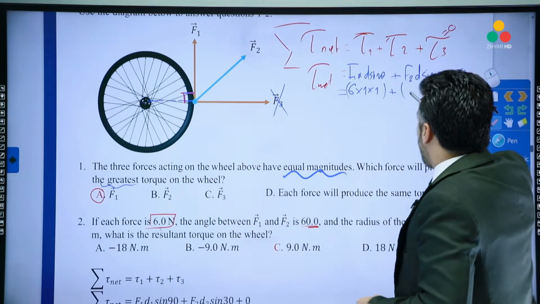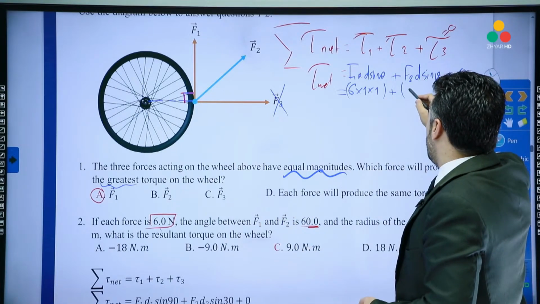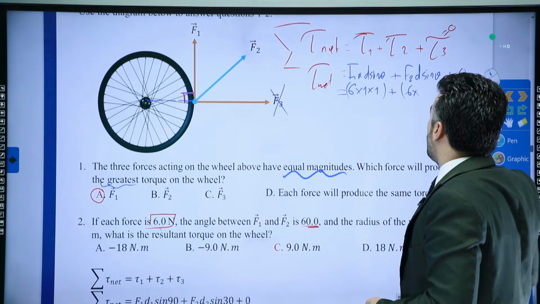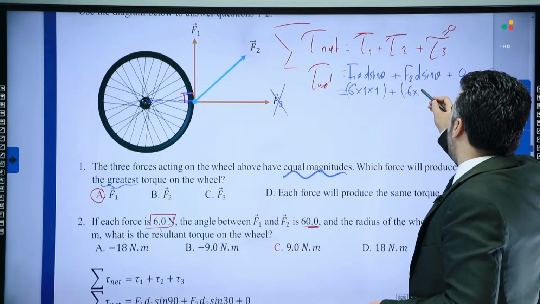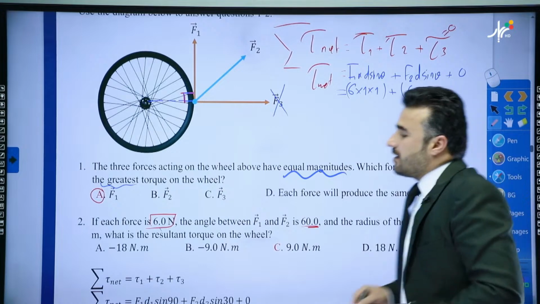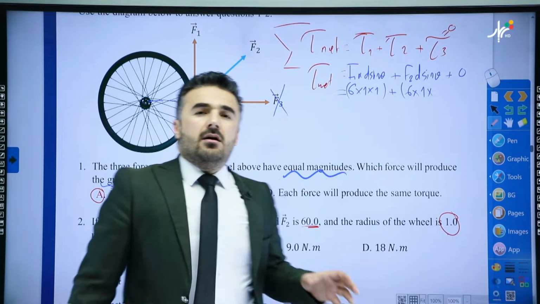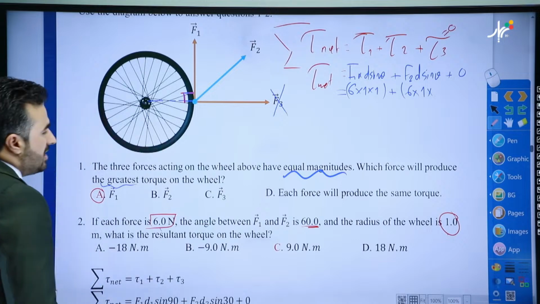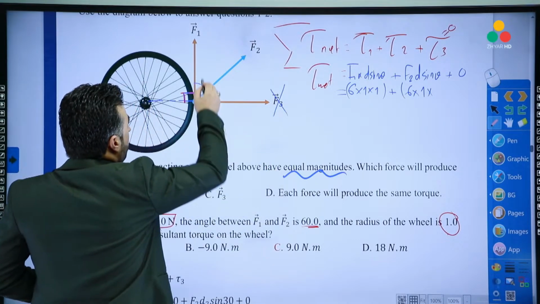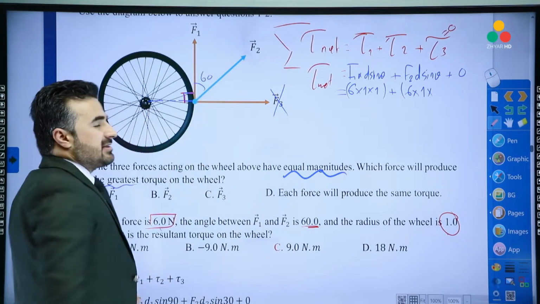Now, once again, for F2, it has the same value, so that is going to be 6 Newton multiplied by the distance. Once again, the distance is also 1 meter multiplied by sine theta. Now, this is the idea of this question here. Remember, the question says the angle between F1 and F2, this angle here, is 60.